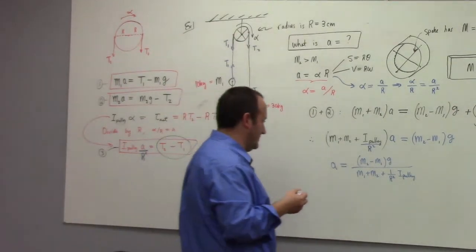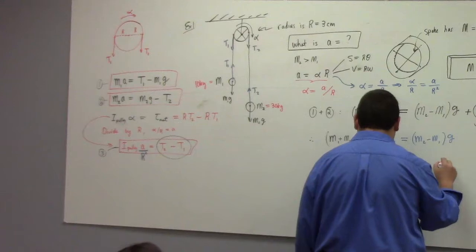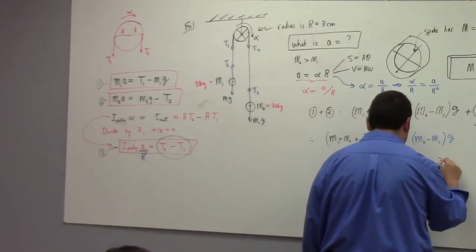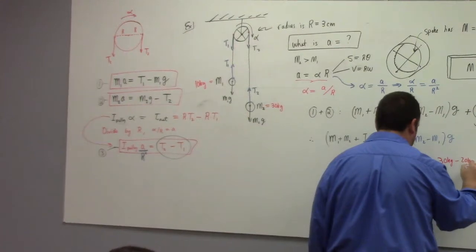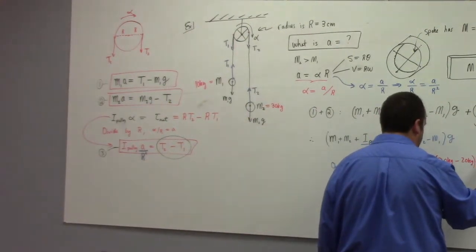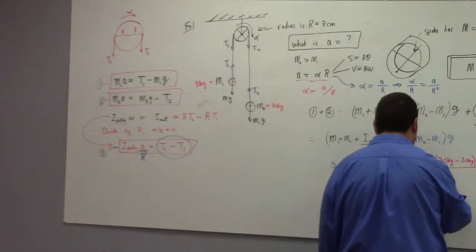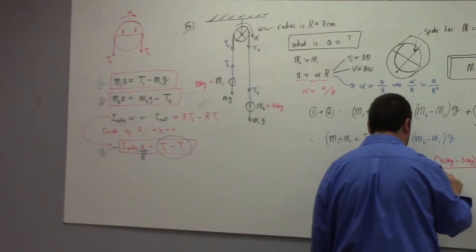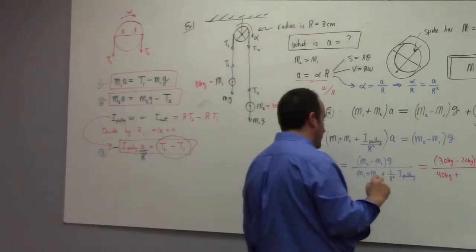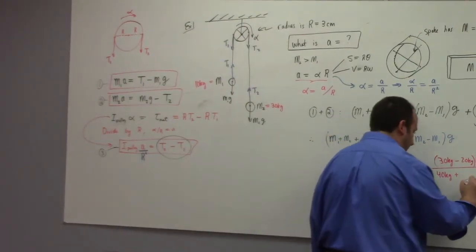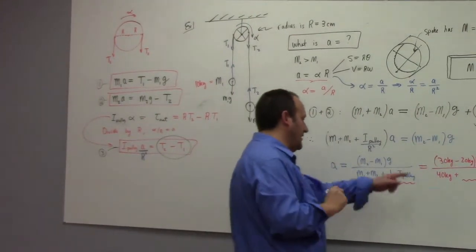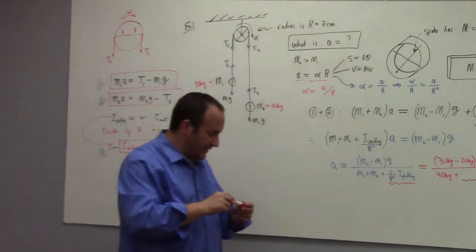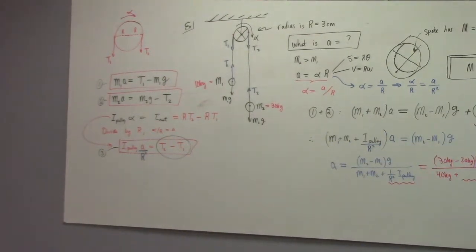So that's going to give us 30 kilograms minus 10 kilograms times 9.8 meters per second squared divided by 10 plus 30 is 40 kilograms plus the moment of inertia for the pulley, which I'm going to just leave as a fill in the blank here. We'll come back to that. We need to figure that out. Let's focus our attention now on the remaining piece of the puzzle, which is what on earth is the moment of inertia for the pulley.